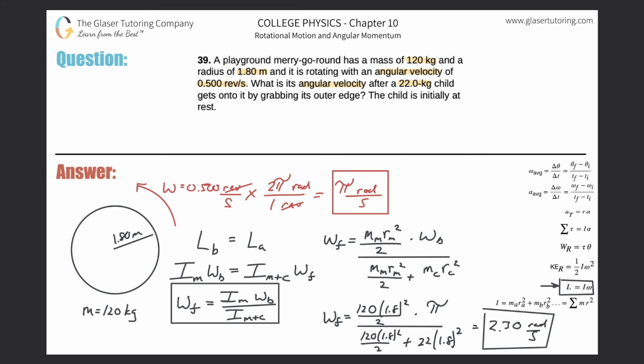Now, does it make sense? Well, yeah, it does, because the initial angular velocity is pi, which is about 3.14159, and the velocity has gone down. That should make sense. You would expect that as we add more mass to this rotating body, the rotational speed is going to go down. All right, so the answer should make sense.